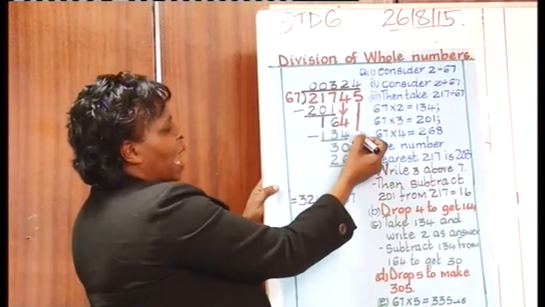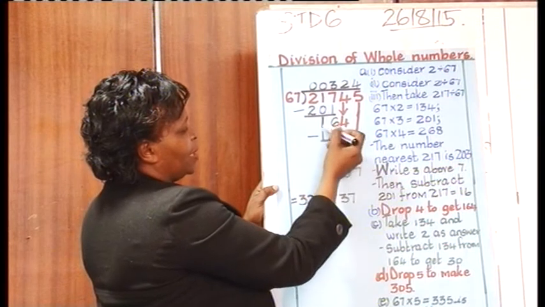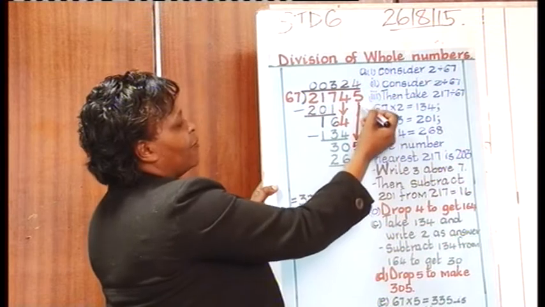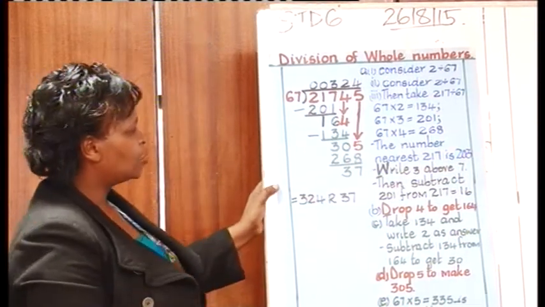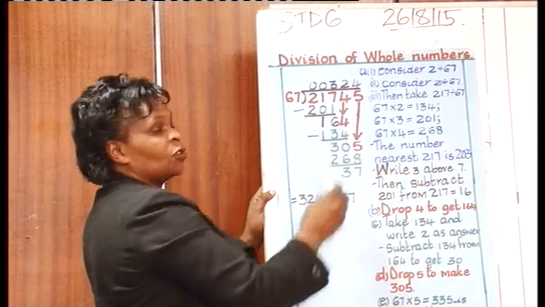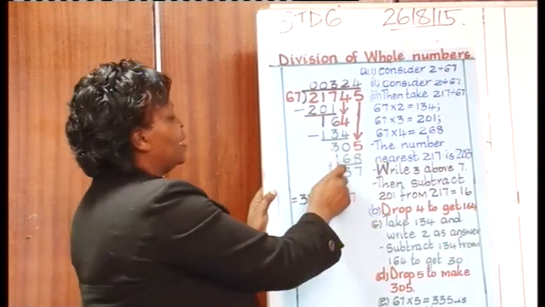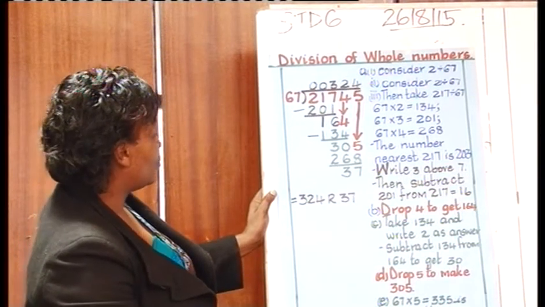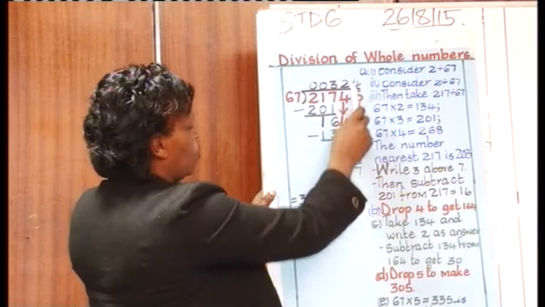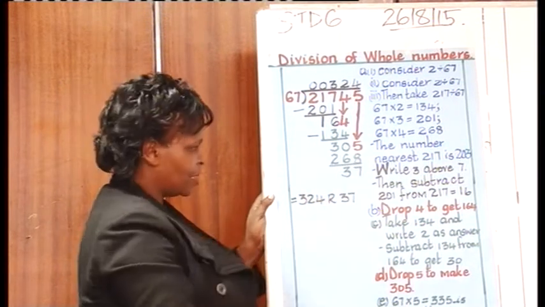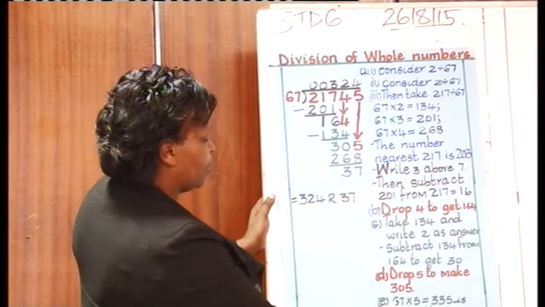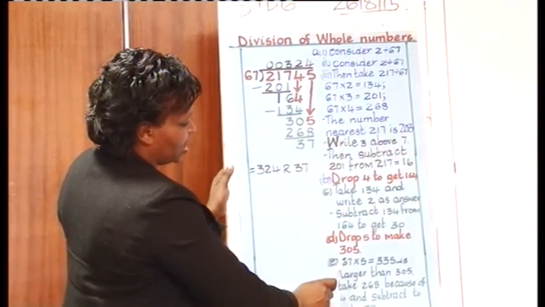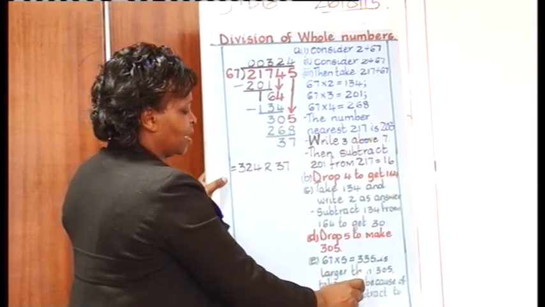When I take away, I get a 0 here and get a 3 and then a 0 here. Now I'll have 30, and we have another number that is remaining here. So I'll also drop it just like I dropped my 4 to get 305. When I divide 305 by 67, I'll get 4 because of 268. When I look at the next number, that is 5, I cannot take 5 because 67 times 5 is 335.